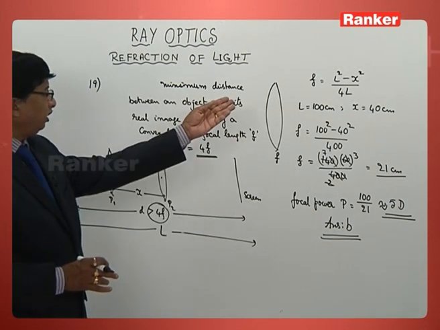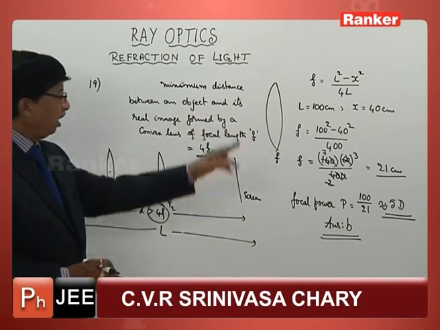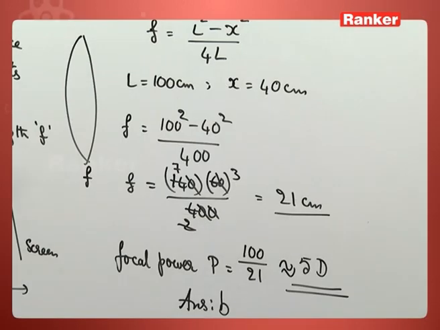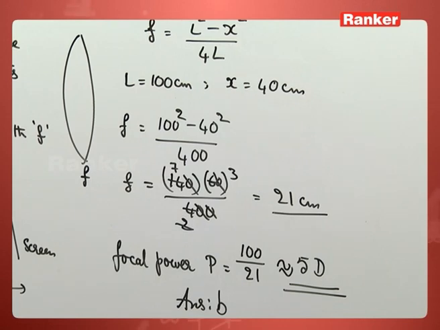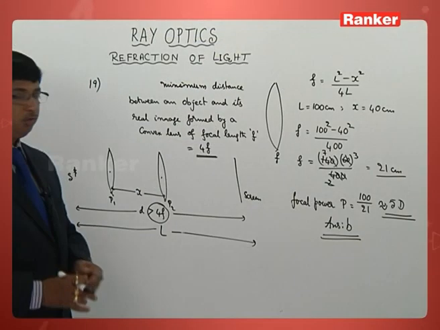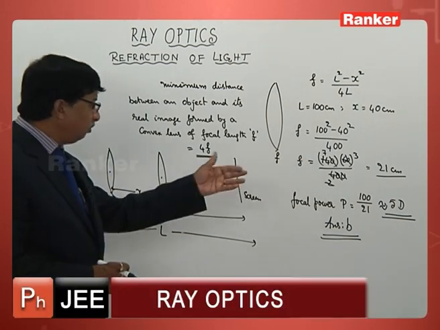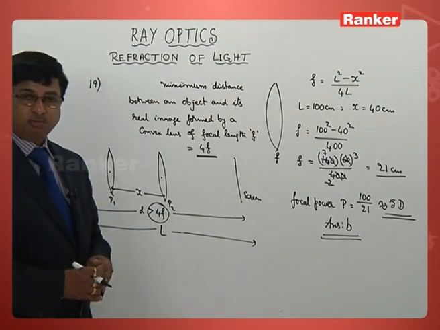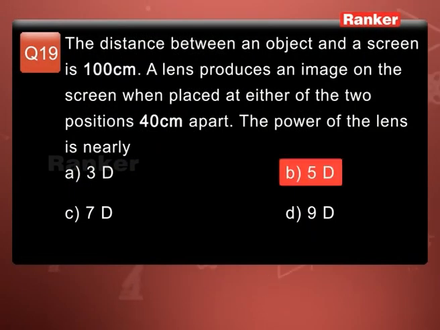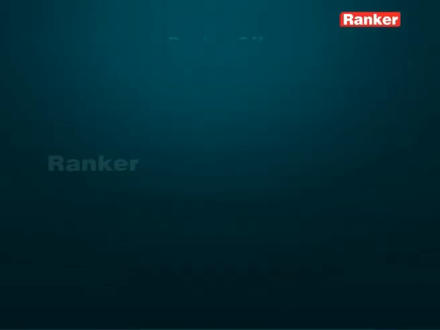If it is more than that, we will be getting two positions. So with L as 100 and x as 40, L square minus x square divided by 4L gives you the focal length of the lens. So your answer will be 21 centimeter for focal length, and the corresponding focal power will be nearly 5 diopter, for which the second option coincides with our calculated answer. So that is problem number 19 for us.